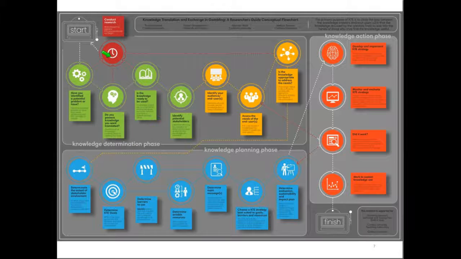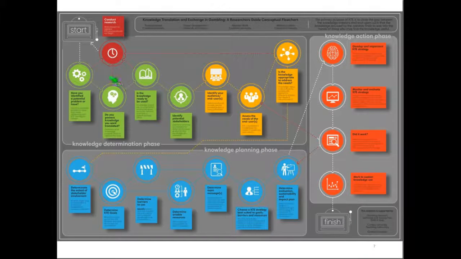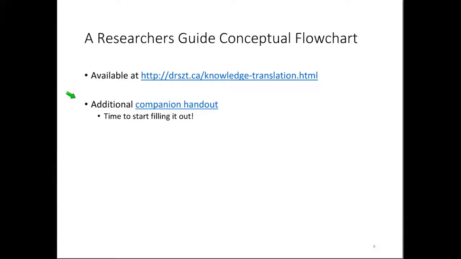So I made this flowchart, and I thought it was great. Now I have something I can use, I can go off of, I can refer back to. So again, this is available at my website, or you can download it. And there's an additional companion handout that goes with it. And what the companion handout does, or attempts to do, is in each one of these circles, like have you identified a potential problem or issue, the companion handout will go into detail, or a little bit more detail, about how exactly to do that. So in essence, the companion handout was a sort of user guide to the flowchart.